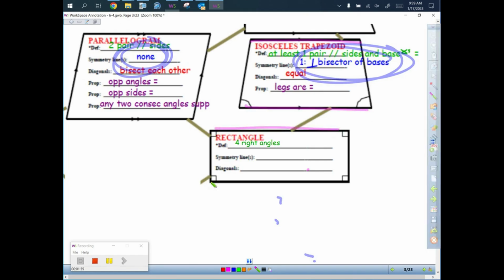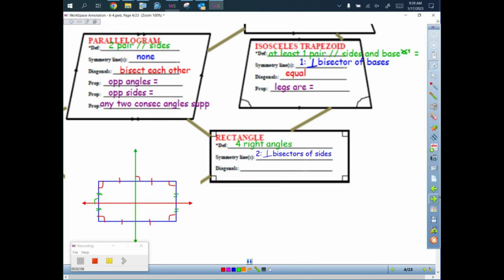So question for you: are those sides parallel on a rectangle? Yes or no? Yep. So if I perpendicularly bisect those, I'm just going to sketch one, wouldn't that be a symmetry line right there? Are these sides parallel to each other in a rectangle? So if I perpendicularly bisect those, wouldn't that also be a symmetry line? How many symmetry lines does a rectangle have? 2. And here's where they're at: the perpendicular bisectors of the sides. Instead of saying the bases this time, we're going to call it the sides. So there's the symmetry line.